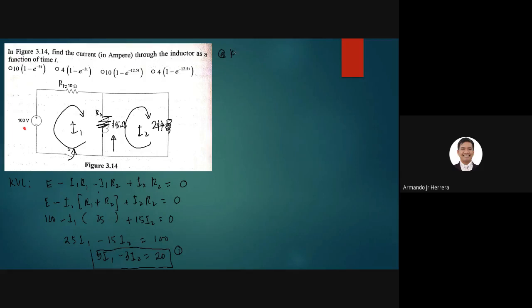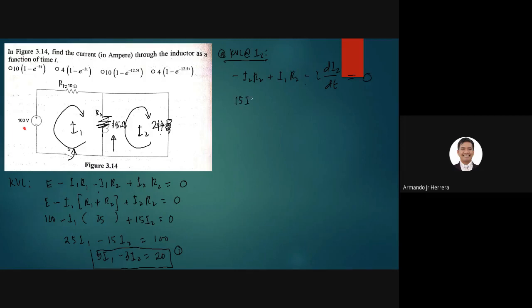So kunin natin yung KVL at I2. So this is negative I2 R2. Yung I2 R2 natin dito, and it is being opposed by I1 R2. Then minus voltage across this inductor. So that's L dI2/dt. So yung current na nagva-vary dito ay yung current 2 kasi yun yung nagfo-flow dito. So derivative of I2 with respect to t is equal to 0. So but R2 is 15.